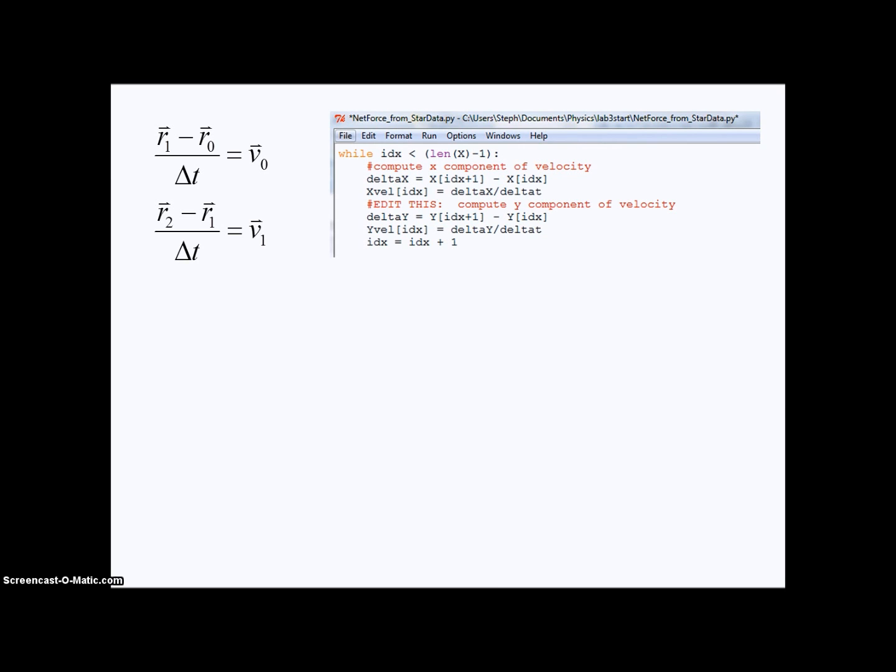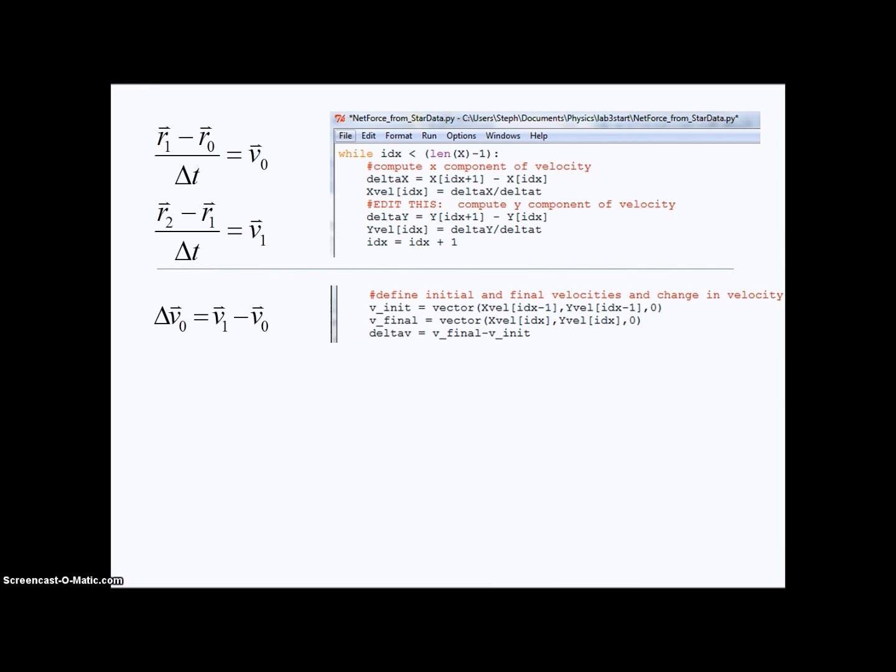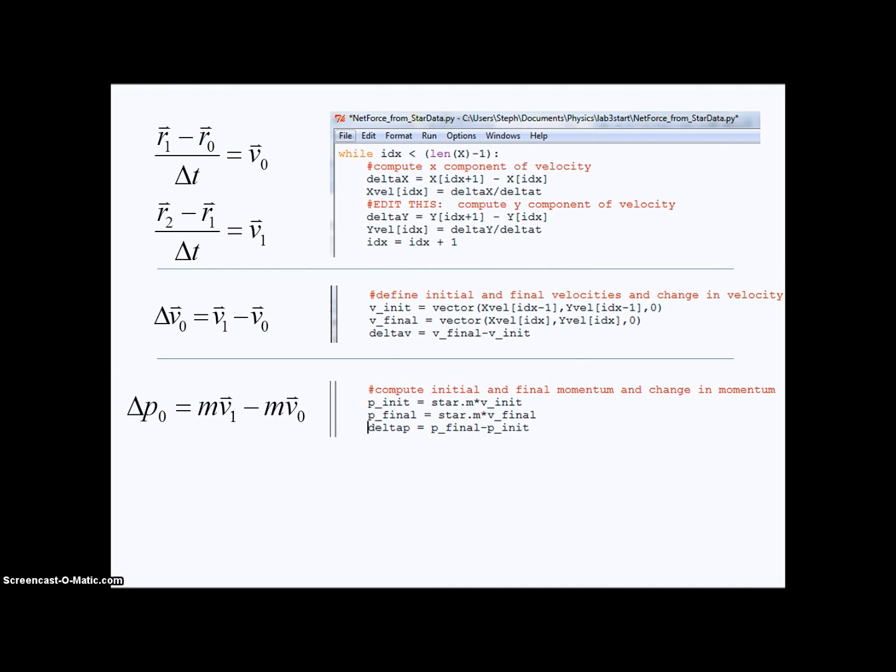We can use r sub 1 minus r sub 0 over delta t to calculate the velocity for the initial time interval. r sub 2 minus r sub 1 over delta t for the velocity over the next time interval, and so on for all of the time intervals. Next, we can calculate delta v equals v sub 1 minus v sub 0, and so on for all of the time intervals. We can calculate delta p sub 0 equals m v sub 1 minus m v sub 0, and so on for all of the time intervals.